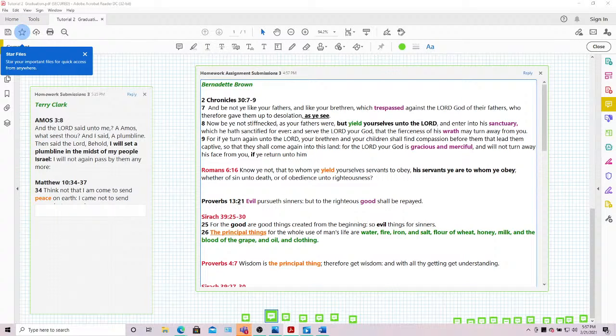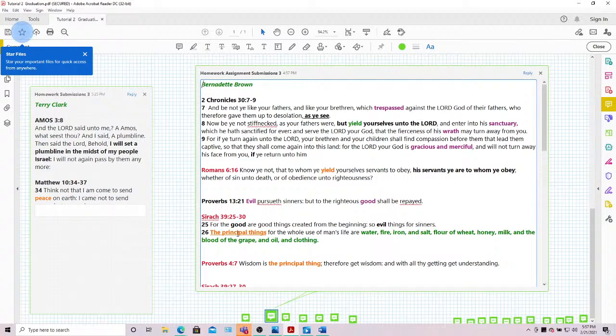And Sister Brown, she also gave us a plumb line in Proverbs chapter 13, verse 21. So evil pursueth sinners, but to the righteous good shall be repaid. What I did is she had already tagged these, evil and good, and I went and pulled Sirach chapter 39, verse 25 through 30. So we're going to look at that.